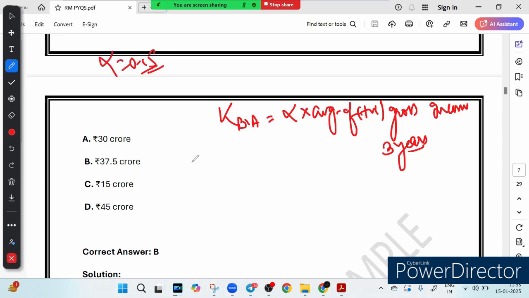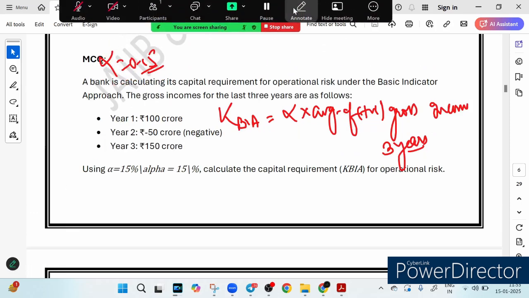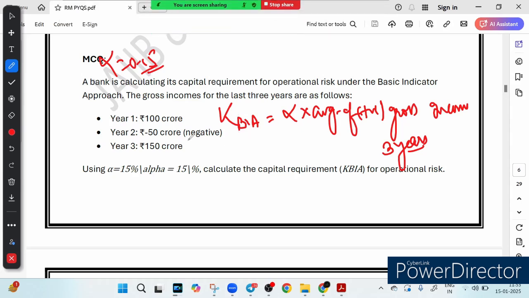First step: identify the gross income for the past 3 years. Year 1 is 100 crore, year 2 is minus 50 crore. Remember, in the BIA, if the gross income is negative, we have to ignore it. And year 3 is 150 crore, which we take into consideration.